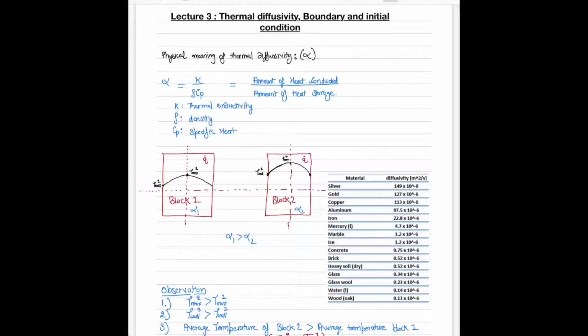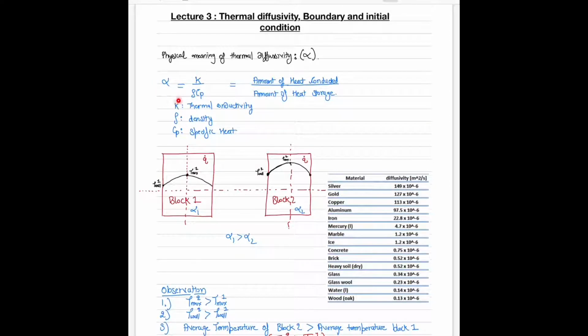Hello everyone. In lecture 3, I am going to discuss thermal diffusivity, boundary and initial conditions. In my previous video, lecture 2, I derived the expression for the heat diffusion equation, and there I came to one parameter that is known as thermal diffusivity. In this video, I am going to discuss this thermal diffusivity in detail.